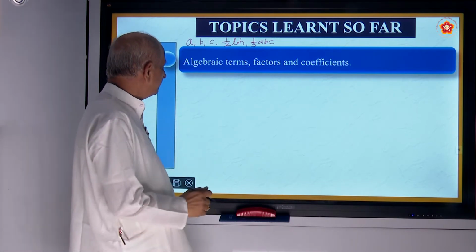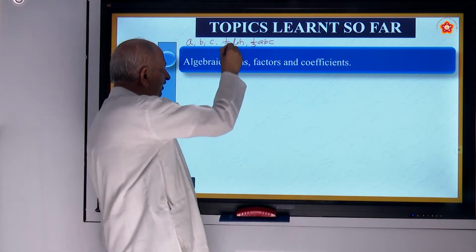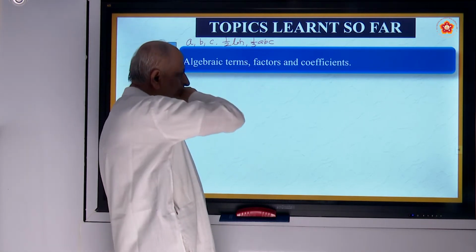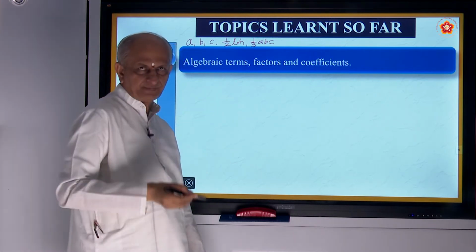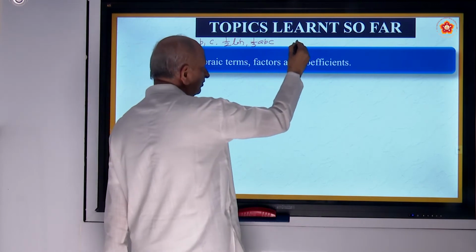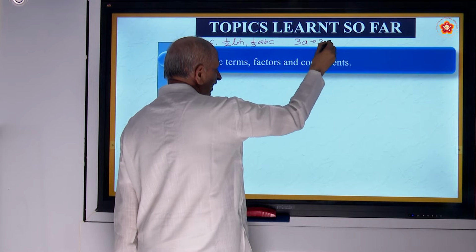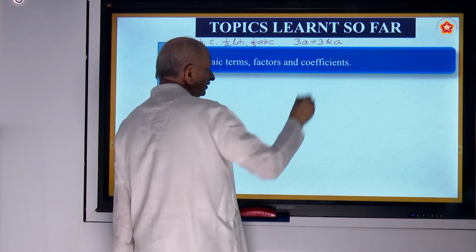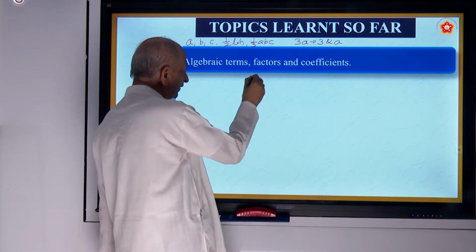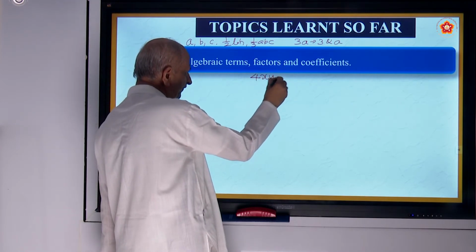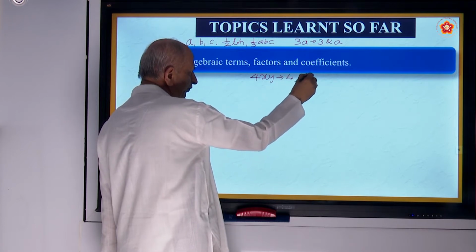And when you say term, it will have factors also. Suppose you say half bh, the factors are b, h and half. Suppose you say a term called 3a. What are the factors of 3a? 3 and a. They are called factors. Suppose you say 4xy. The factors are 4, x and y.